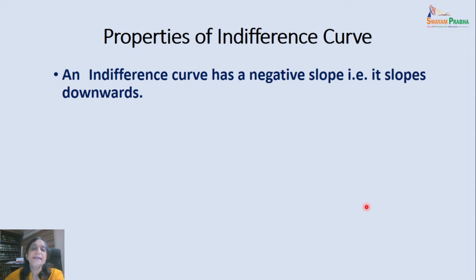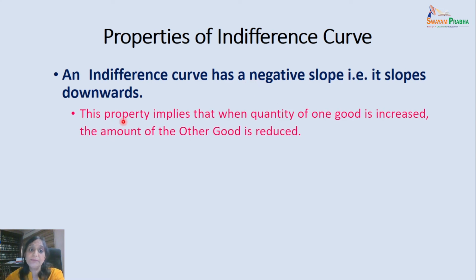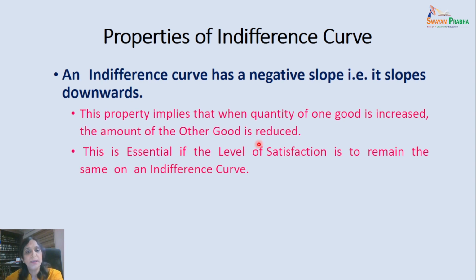One, we have said that the indifference curve has a negative slope. What does it mean? Again I am repeating, this property implies that when the quantity of one good increases, the amount of the other good is reduced. That is, if you have more pencils, you are moving from point A to point B. In order to have more pencils, you have to reduce the number of erasers with you. Why? Because if you want to maintain your same level of satisfaction and you want more of one, you have to reduce the other.